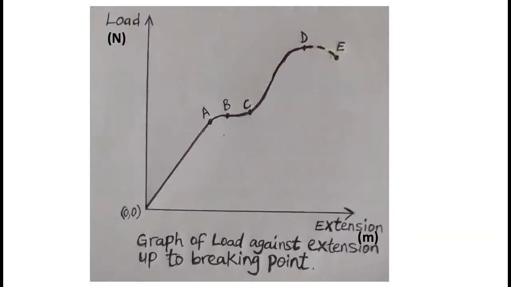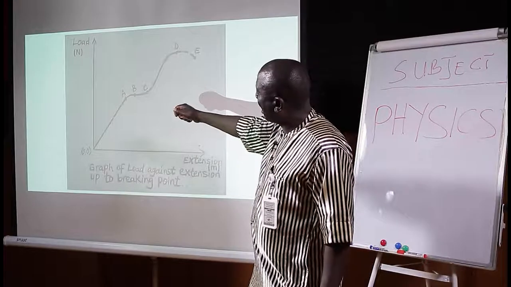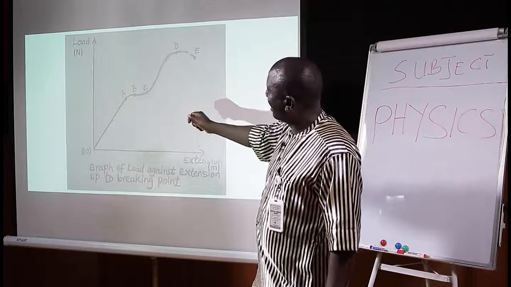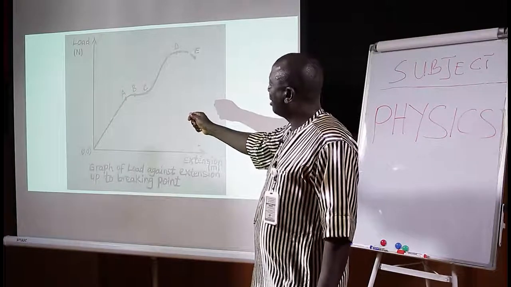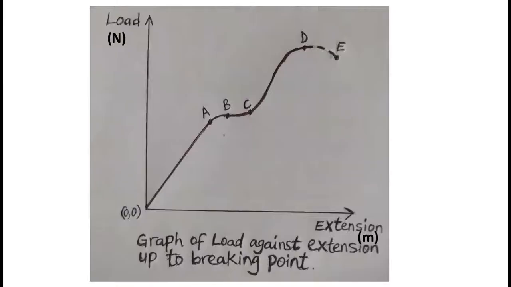Now, we have a second graph here. We have load in Newton against extension in meter, and it is a graph of load against extension up to breaking point. First we have a straight line graph up to point A. Then from A to B, we can see there's a change. There's a curve. Then from B to C, a curve also. Then from C to D, another curve. Then from D to E, we can see that there's a curve, but it is a broken line.